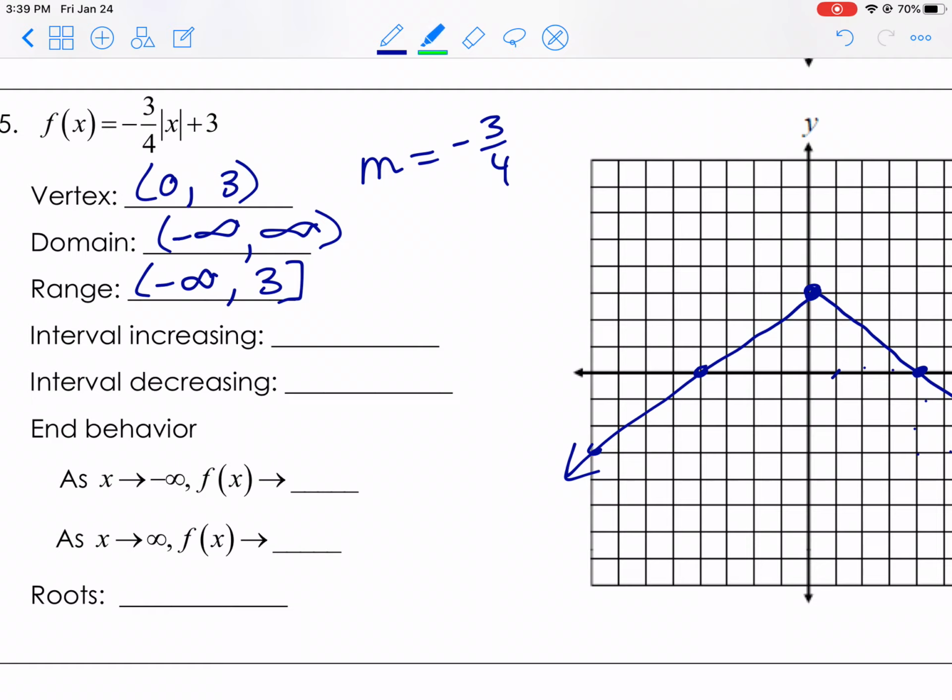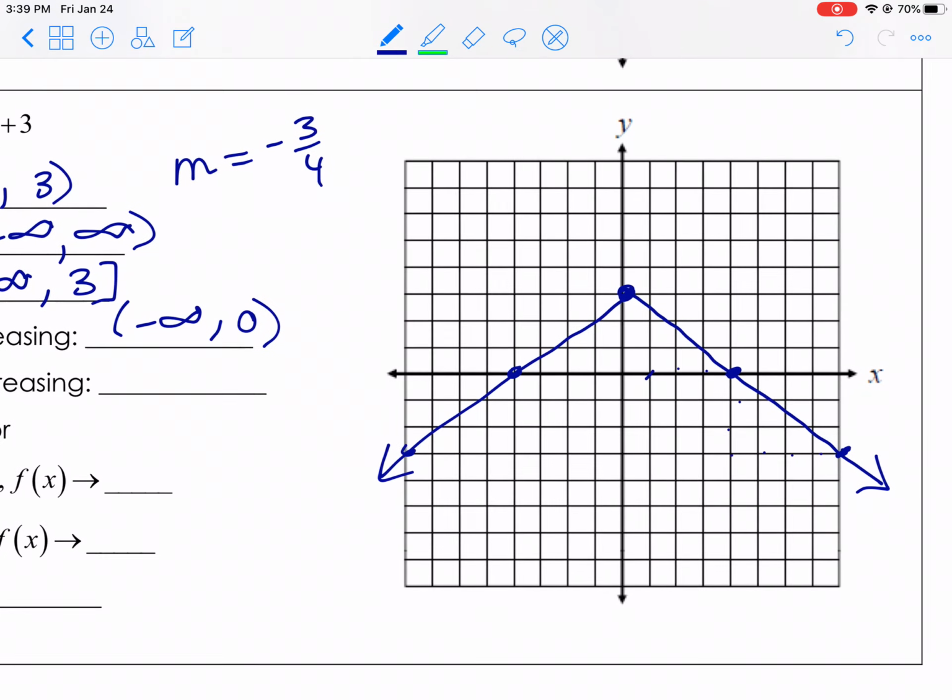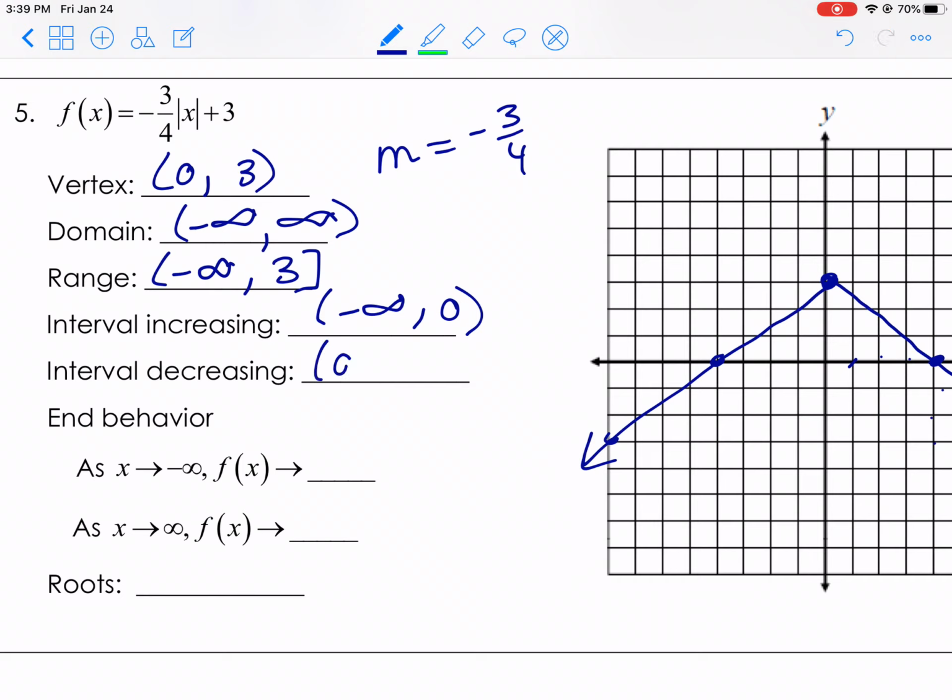The interval increasing, these are about the y-axis this time, so it's 0. To the left of that line, we're increasing. Right? As we approach it from this direction, you can see that the line's going up. So increasing from -infinity to 0. And then when you move past 0 and head in that direction, you can see that the function is going down. It's decreasing. 0 to infinity.